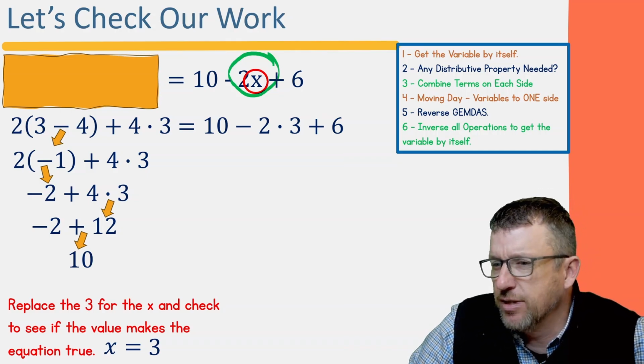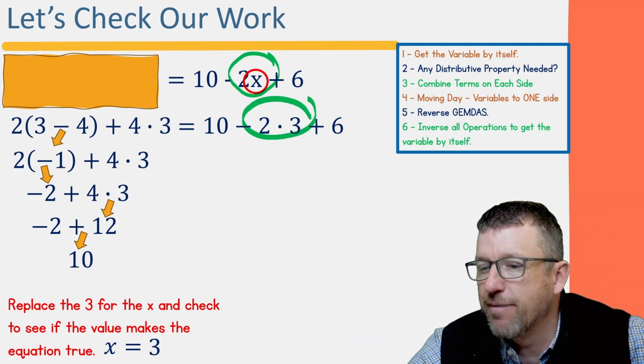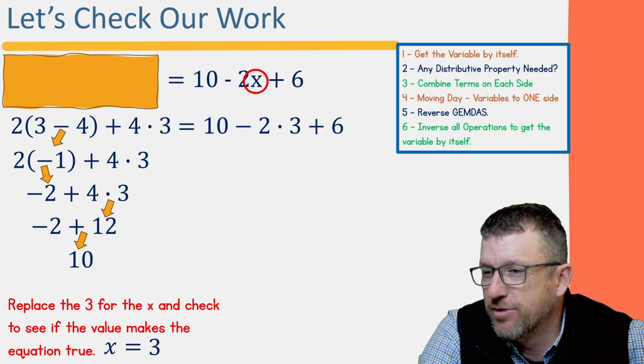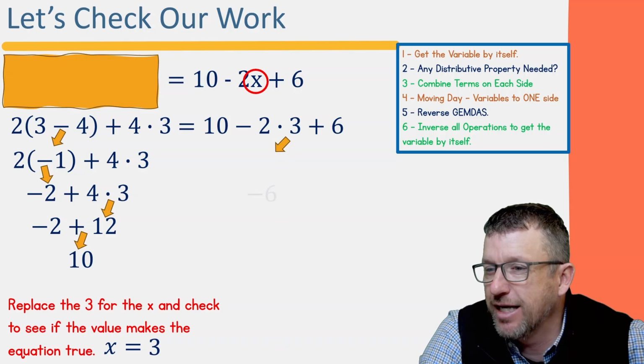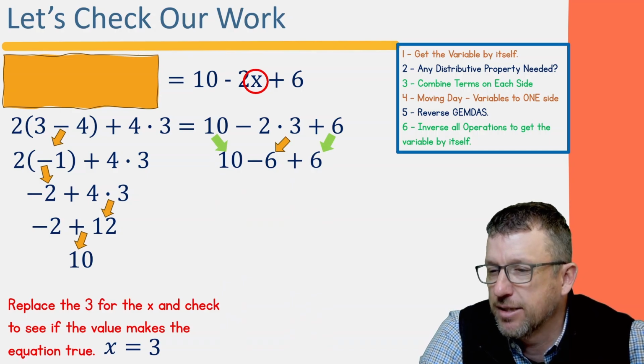Do you see any parentheses or groupings? No. Do you see any exponents? No. Do you see any multiplication or division? Yes, I see right there that I have multiplication. All right, that's the first one I see going from left to right. And what is negative 2 times 3? Well, that equals negative 6. All right, so then we bring everything else down with it, and we get 10 minus 6 plus 6, okay?